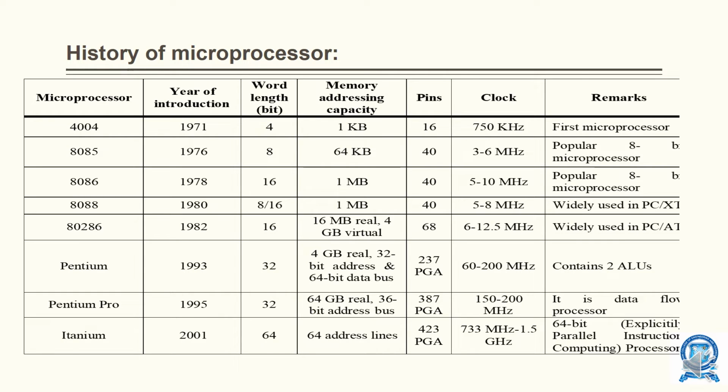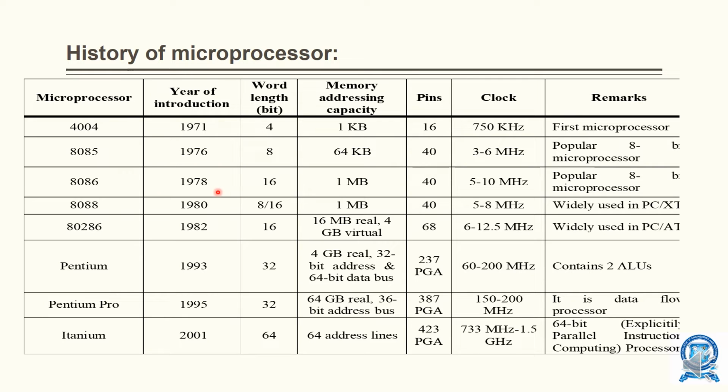Later in 1976, the second microprocessor, that is 8085, was introduced, and it is an 8-bit processor. It's a basic processor, and in this course we'll be studying in depth about the 8085 microprocessor. The clock speed of this processor is around 3 to 6 megahertz, and it is a 40 pin package.